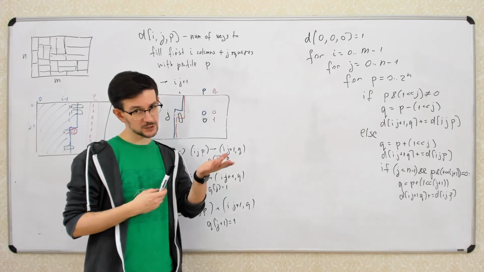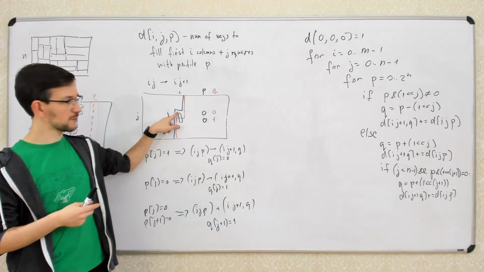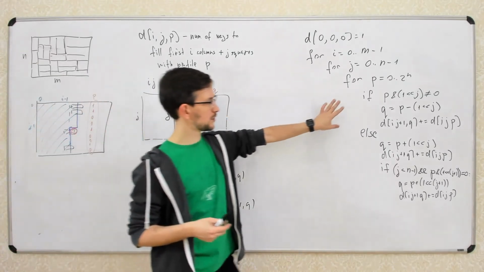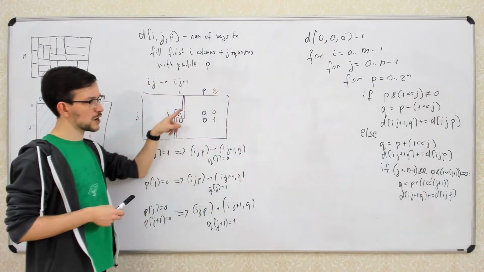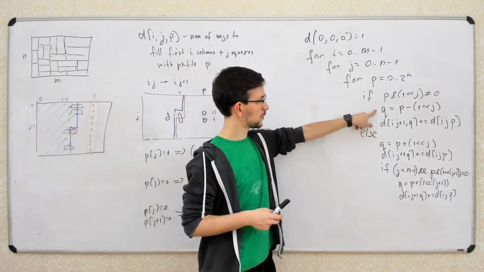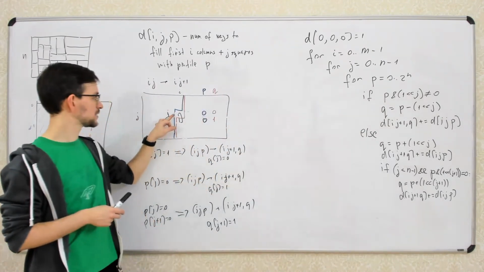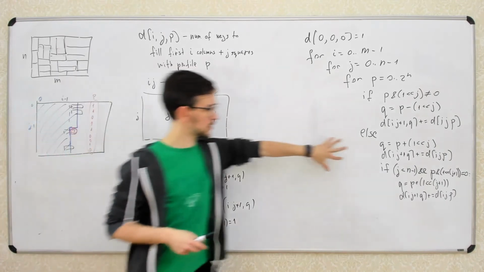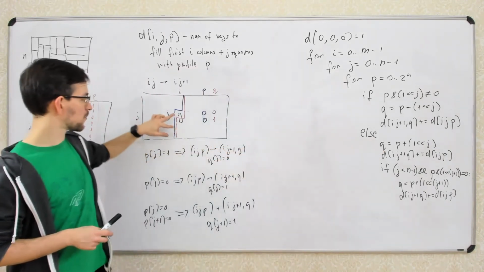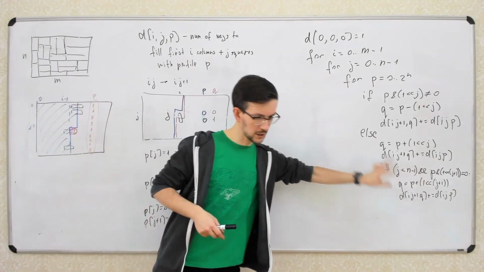I have three cases. First case is when this square is not empty. I check it here. So here, this square is not empty, so I just move to the next state and modify my profile. Here, if this square is empty, then I can place the horizontal tile here, or if both squares are empty here, then I can place the vertical tile.